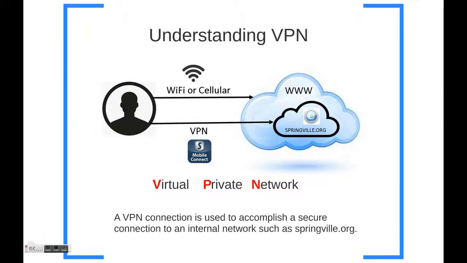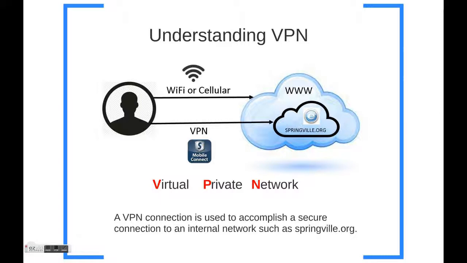Okay, you need to understand VPN. So connecting to the internet is what Wi-Fi or cellular connectivity will do. That'll take you to the internet. However, as you can see in the graphic, what we need to get to is inside of springville.org, which is more secure and locked down. That's where the Elements Asset Management lives, inside of our network. To accomplish getting inside the network, we use a little utility called VPN, or Virtual Private Network.